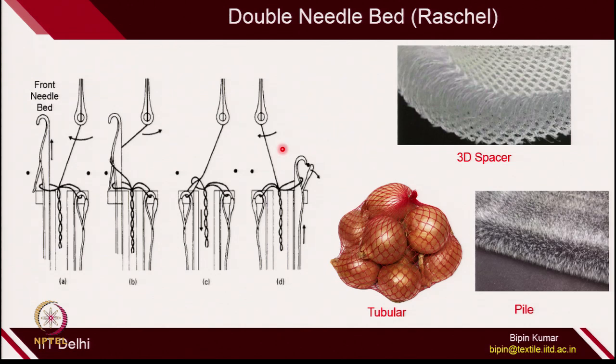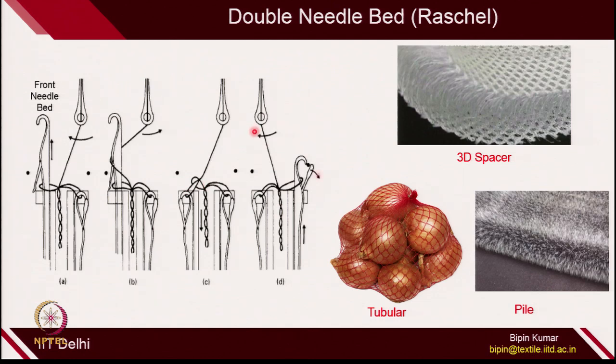In the double needle bed category there are 3 major structures found in daily routine. The first one is the 3D spacer structure, which is very common, especially in cushioning applications. Tubular structure is also very useful in packaging, and the third one is pile structure. It gives you a softer feel.